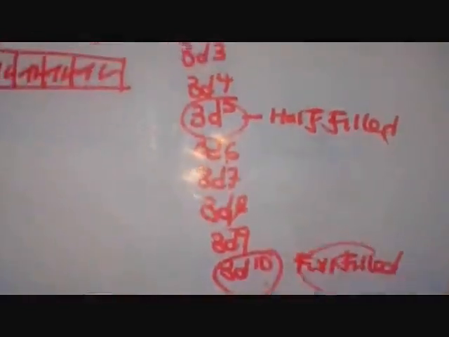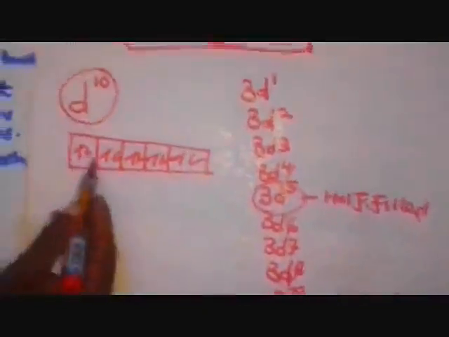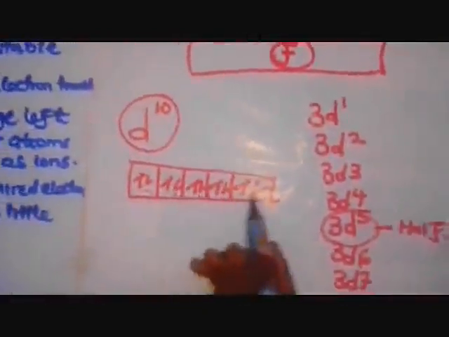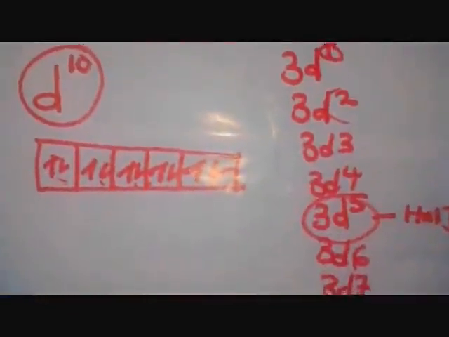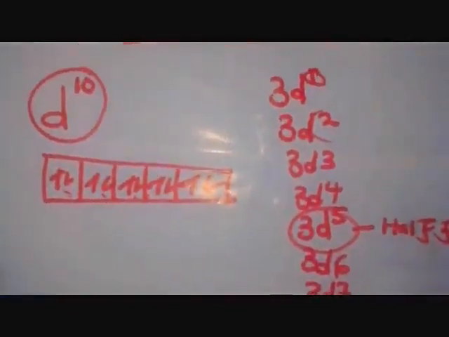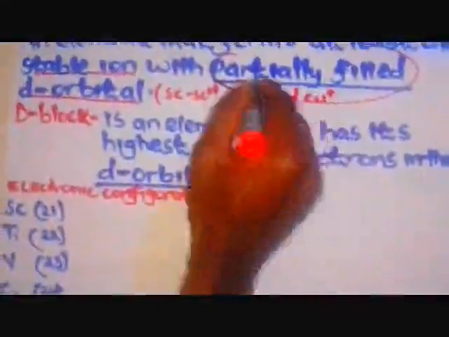Now if you are forming an ion which is fully filled, it means all the orbitals are filled. This is half filled, and so on. Our definition of a transitional element is that it is only an element having a partially filled D orbital. If you are forming a D orbital which is fully filled, you are not a transition element.